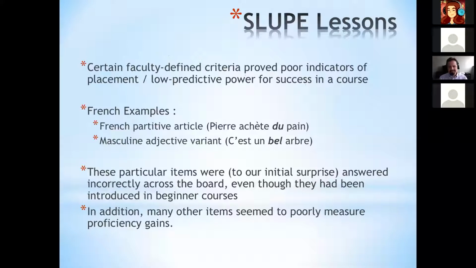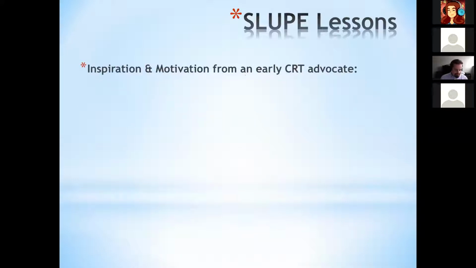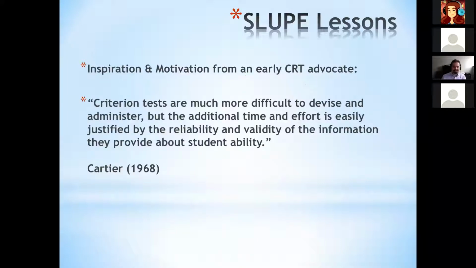In addition, many other items that we wrote seem to poorly measure the gains made by our students. Here's a quote from an early CRT advocate, Cartier. He says, "These tests are much more difficult to devise and administer, but the additional time and effort is easily justified by the reliability and validity of the information they provide about student ability." Which is true, because when you have a curriculum-centered test or a criterion reference test, when you look at the scores, you know that this student has the ability to use the subjunctive at this level.